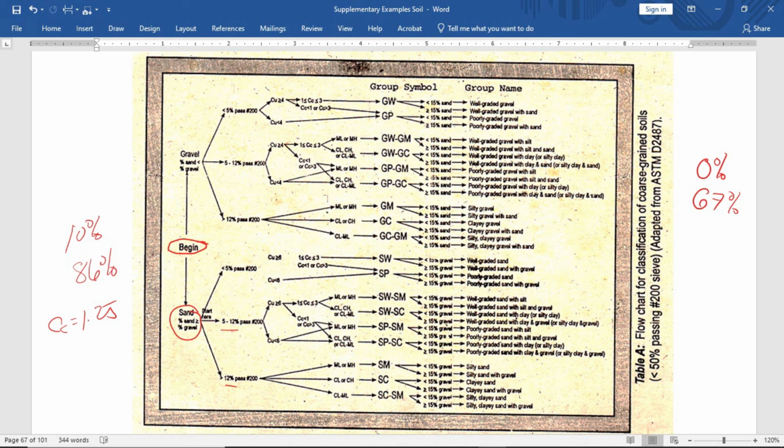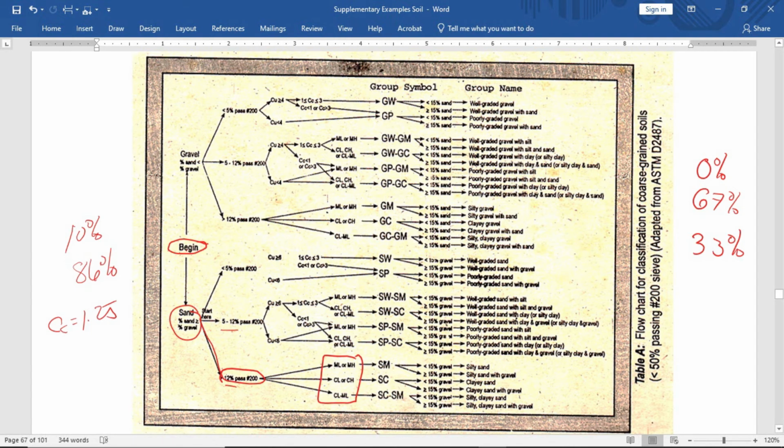So, ang percent passing natin para sa number 200 is 33%. So, based pa rin yan sa table natin. Wala tayong binabago. So, pupunta tayo dito. Yan. Dito tayo. Tapos, may tatlo tayong pipilian. ML or MH, CL or CH, CL-ML. Yan. Paano tayo pipili dyan sa tatlo?